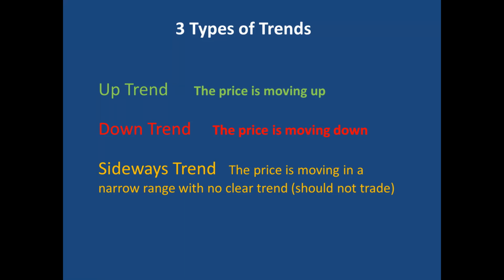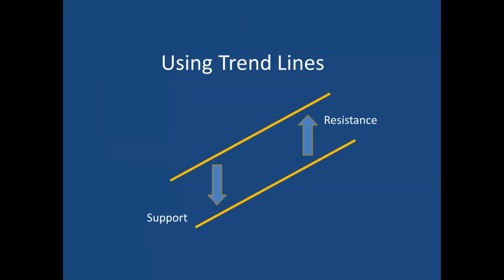I'm a trend trader, and I don't like sideways trends where the price is hardly moving up and hardly moving down. It's going sideways. Very, very difficult to make profit in a sideways trend. It can be done, but it's a specialized range trading type of trade that needs a little bit more expertise. For trend trading, we either trade in an uptrend or a downtrend.